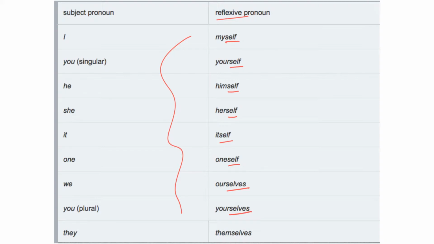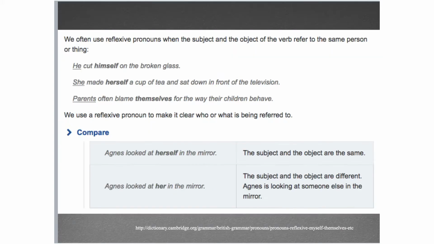So if you think about looking in a mirror, right? I see myself. You see yourself. He sees himself. She sees herself. And so literally, there's the reflection, and that's what the reflexive pronoun does. It reflects on that subject. So the I and the myself, same person. The you and the yourself, same person. The he and the himself, same person. The she and the herself, same person. The they and the themselves, same people.